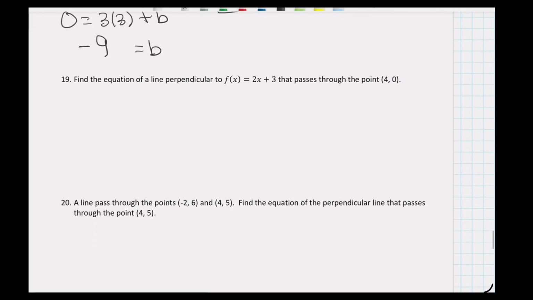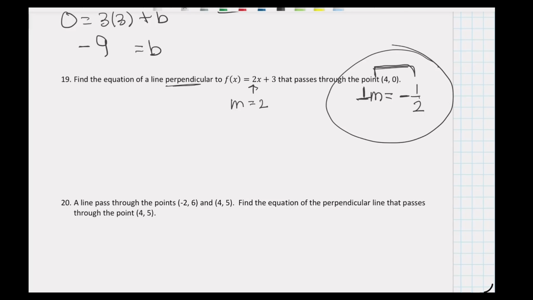This time, my lines are perpendicular. So the equation I'm trying to find goes through 4, 0. And the slope here is 2. The perpendicular slope is going to be a -1/2 because perpendicular slopes are opposite reciprocals. So using this information, we have y equals -1/2 x plus b. I will not be using the b value there.